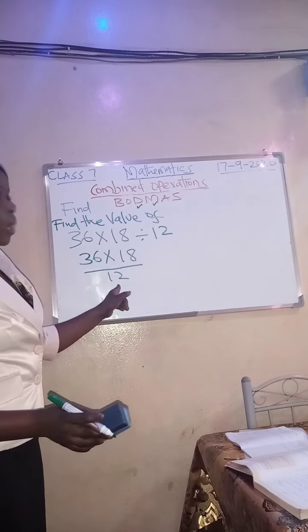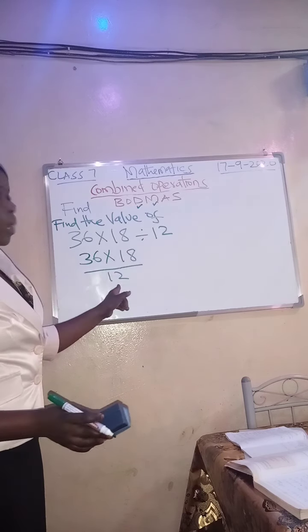Let's divide this. Which number can divide here up and down? I can decide to use a 6. 6 will go here how many times? 2. 6 can go there how many times? 3. Okay?